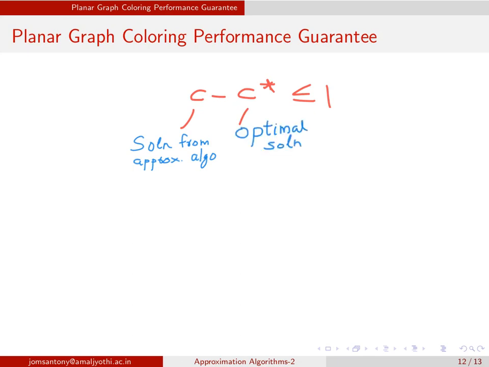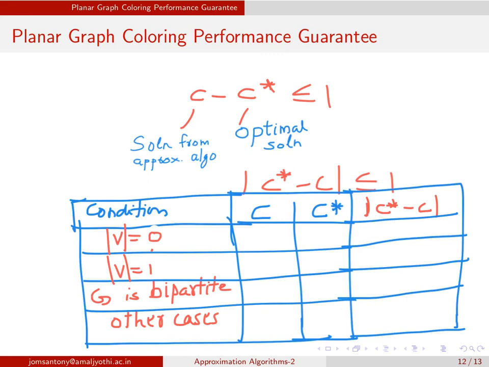Now, the approximation algorithm that we have discussed comes under the category of absolute approximation algorithms. And the performance guarantee of this algorithm is given by C minus C star is always less than or equal to 1, where C is the solution returned by our approximation algorithm and C star is the optimal solution. The same definition can be more formally defined like this: modulus of C star minus C is going to be less than or equal to 1. This fact can be easily verified from this table.